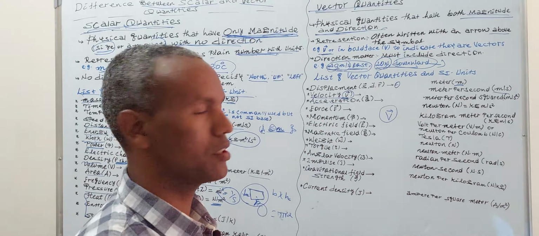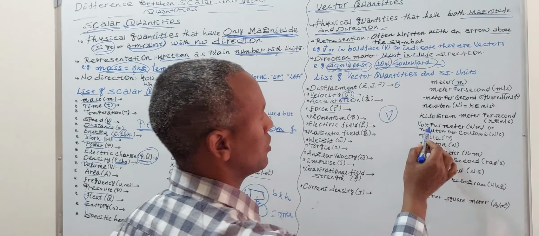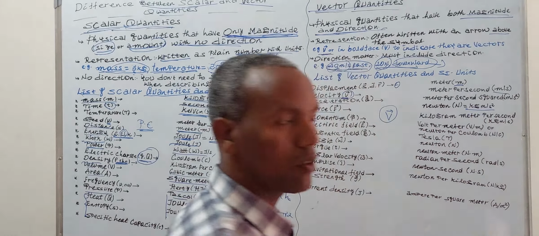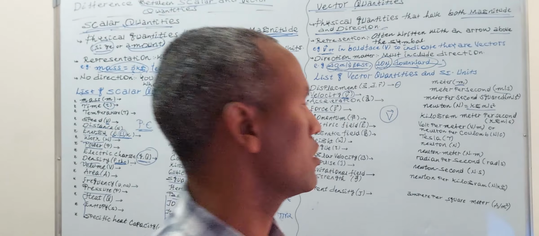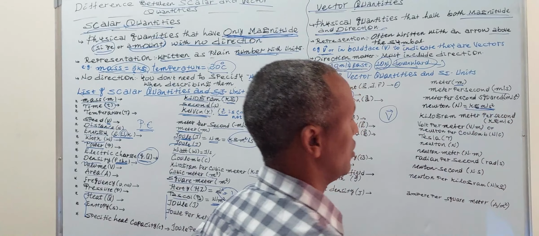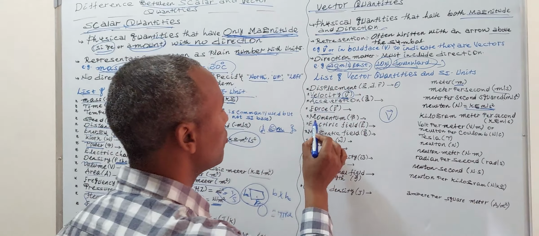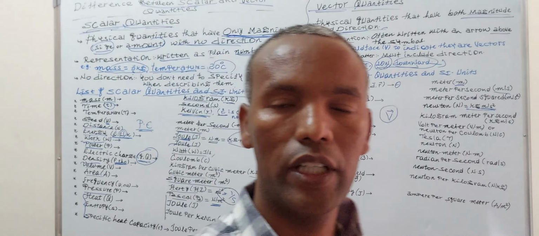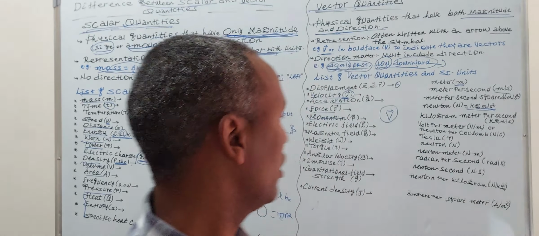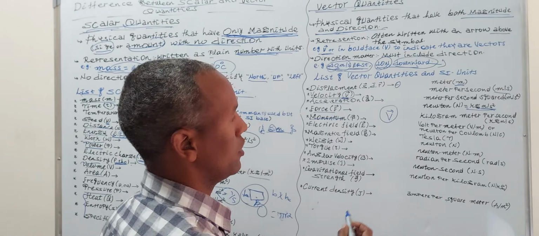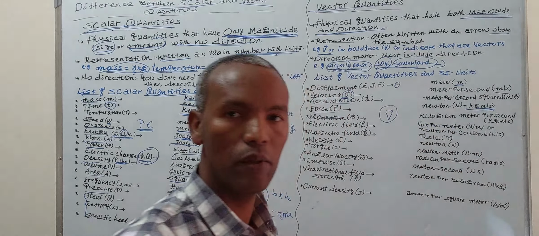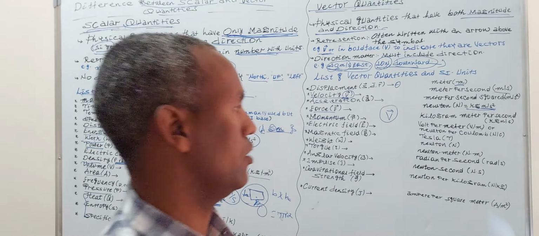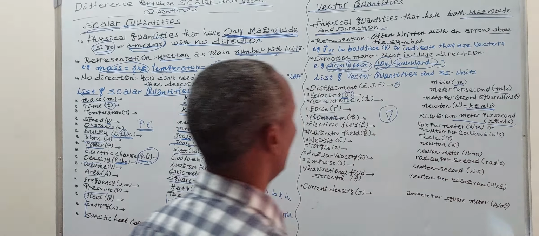The other vector physical quantity is force. The SI unit of force is Newton, or kilogram meter per second squared, which is expressed like that. And then momentum is another vector physical quantity, and the SI unit of momentum is kilogram meter per second.